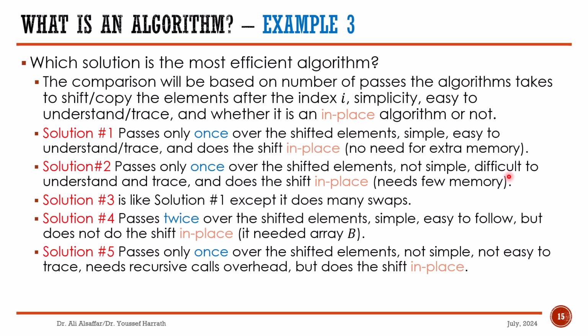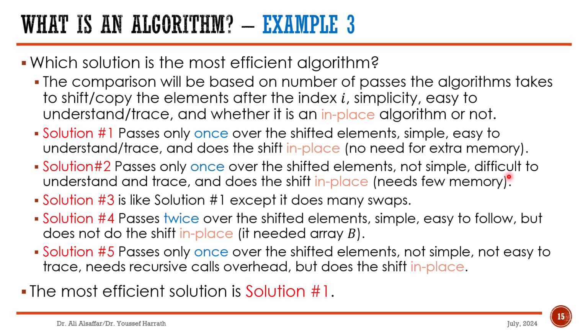After discussing the features and properties of all solutions, what is the conclusion of our discussion? In other words, which algorithm is the most efficient algorithm? In conclusion, the first algorithm is the most efficient algorithm among all the other algorithms. The reasons are: the algorithm is simple, easy to understand and trace, passes over the shifted elements only once, and it is an in-place algorithm.